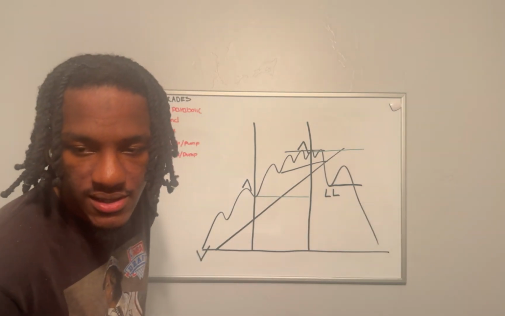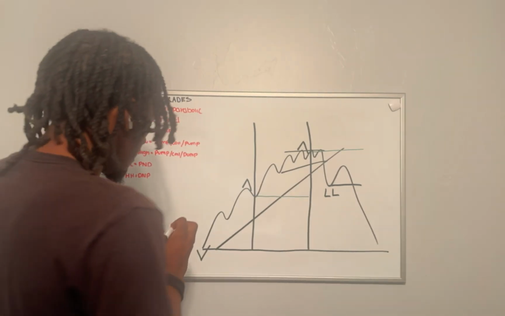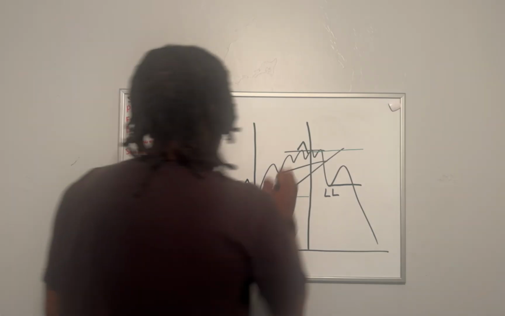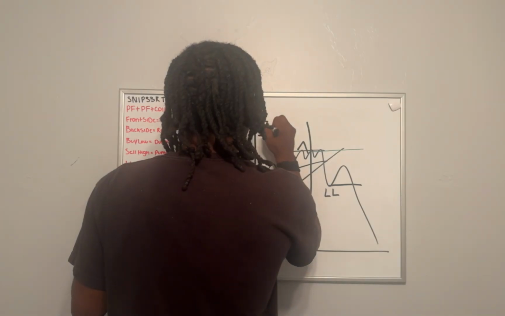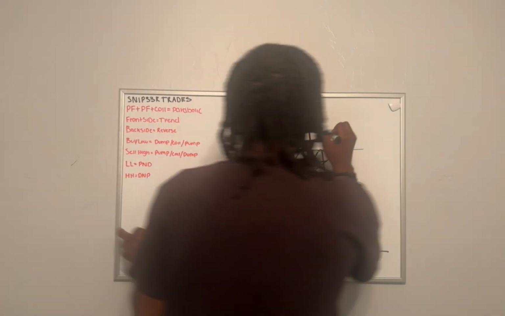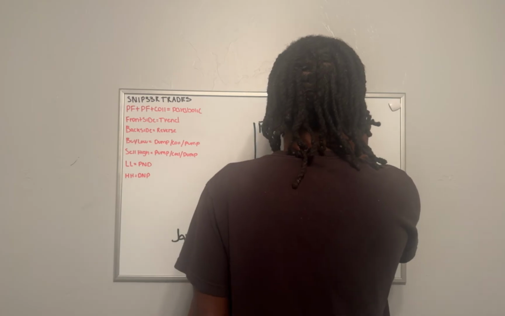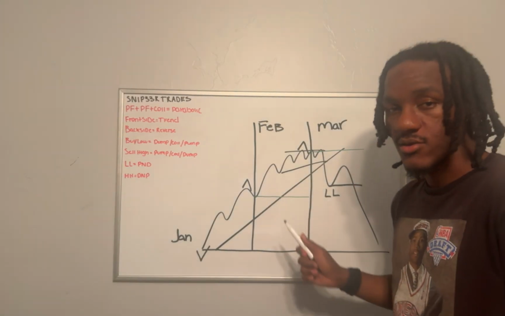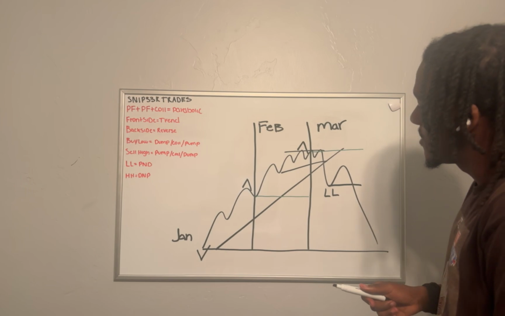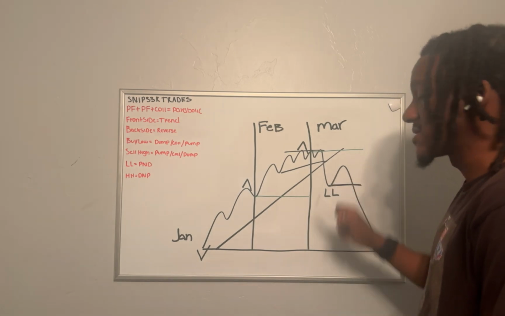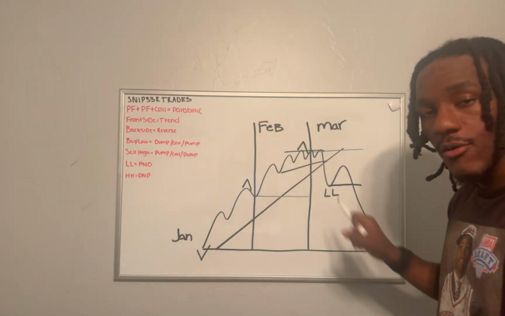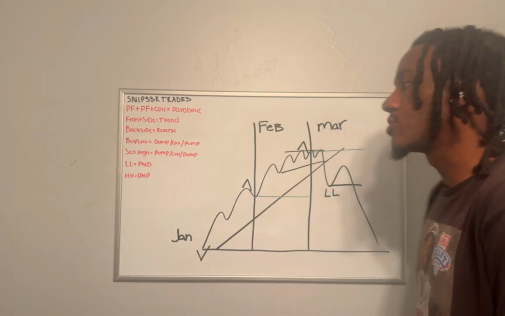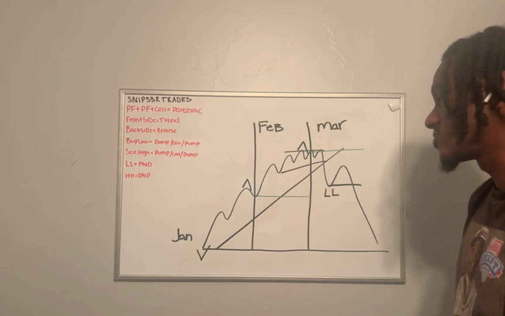Let's just say that this is January, February, and March. An example of this is actually the NASDAQ, so go check that out. And I am now on the backside of the year. I'm going to be looking for pump and dump, the sell high setup. I'm going to be looking for lower lows on the backside for a reversal trade.